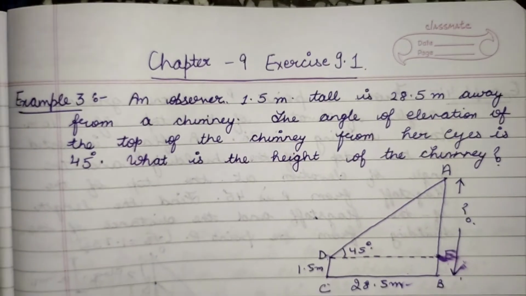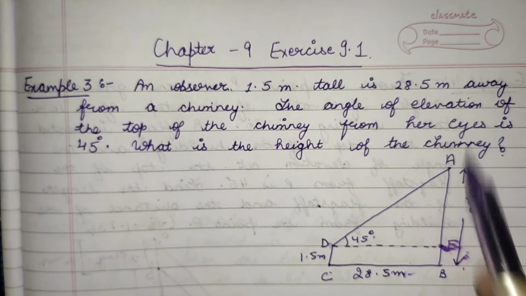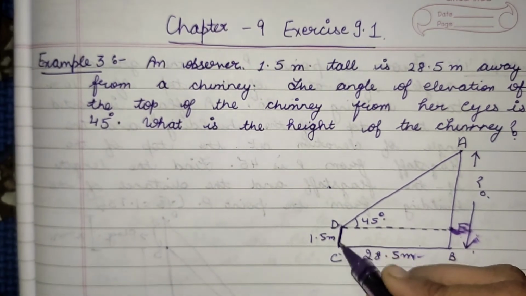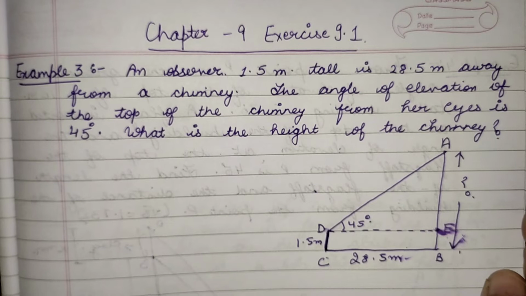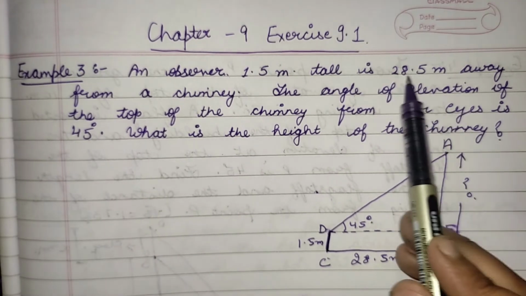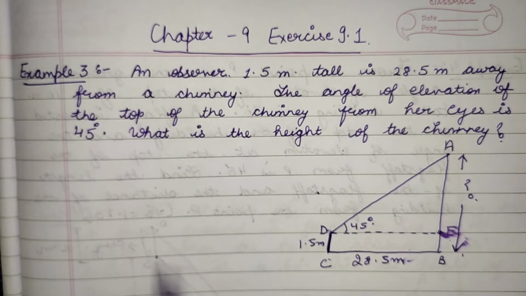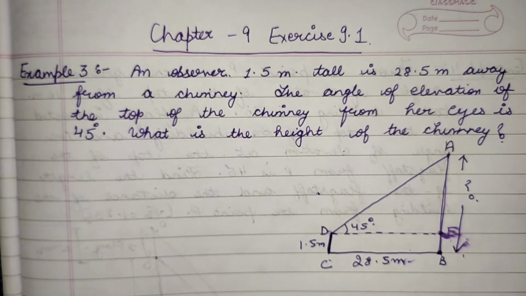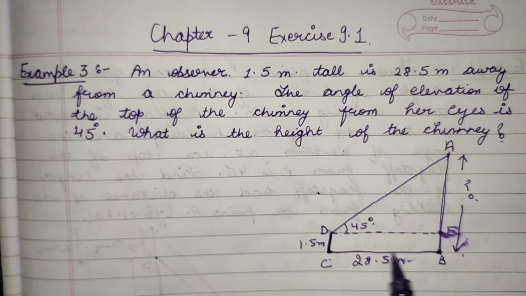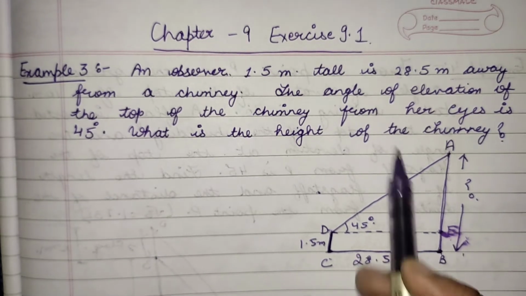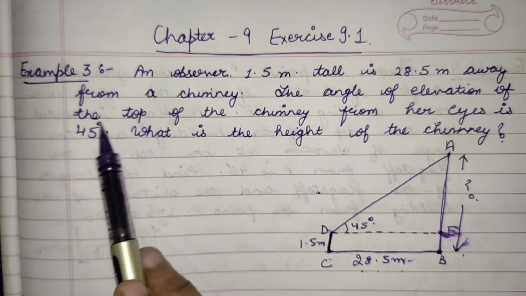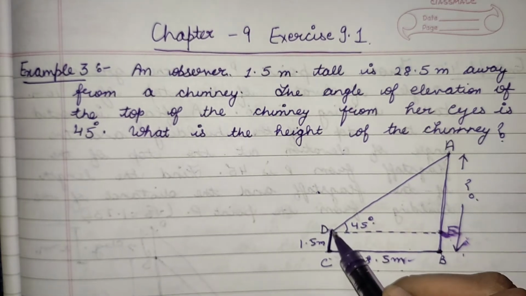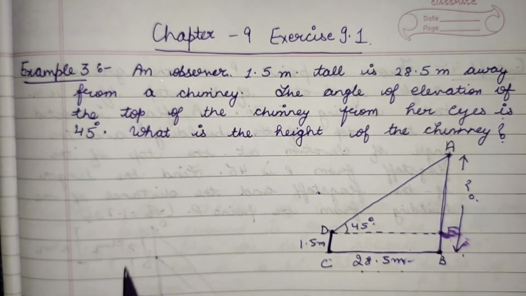The question says that an observer 1.5 meter tall, this is the observer, this is the height of the observer, is given to you equal to 1.5 meter, is 28.5 meter away from a chimney. So suppose this is the chimney, AB is your chimney. How far is he standing from the chimney? He is standing from the chimney at a distance of 28.5 meter. Then the angle of elevation of the top of the chimney from his eyes is 45 degree.